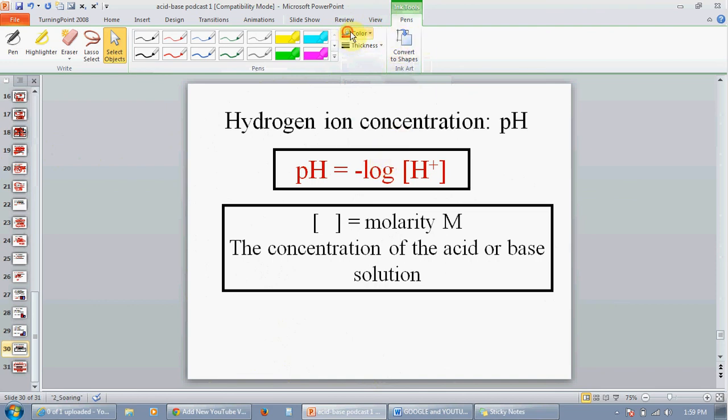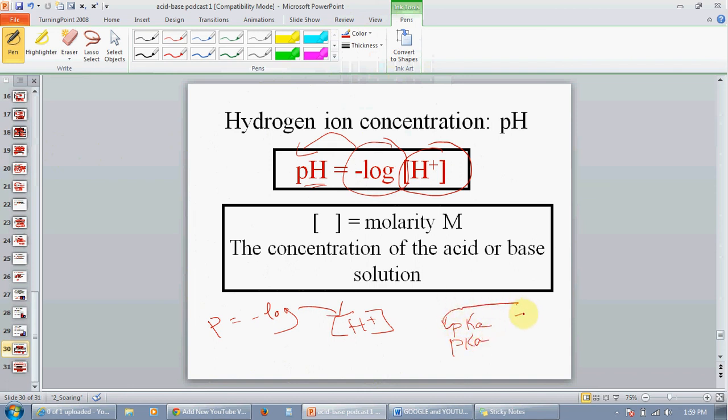The mathematical relationship between concentration of hydrogen ion and pH is the negative log. Again, molarity of the hydronium ion. The P means negative log. pH means negative log of H+. You will later have pKa's and pKb's. P simply means negative log of. It's a log function.